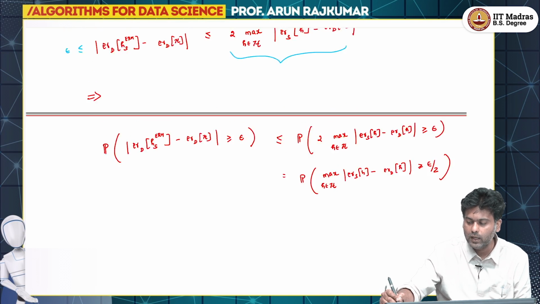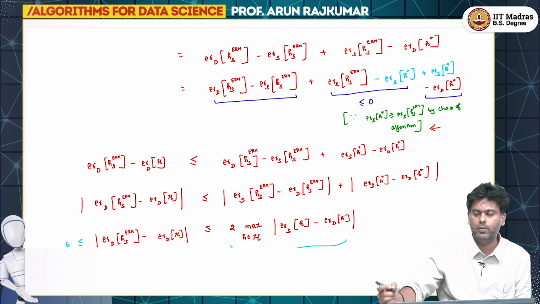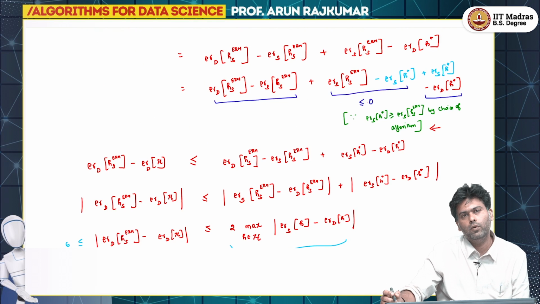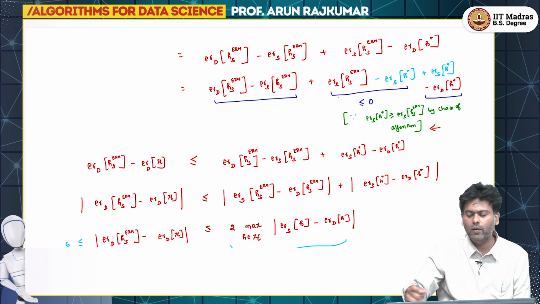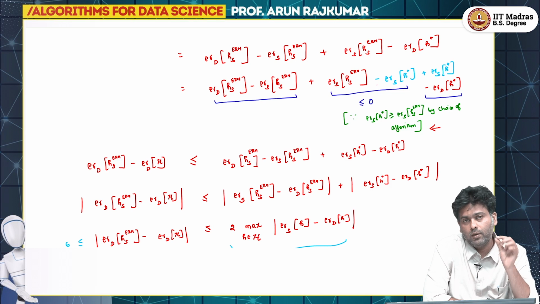And it is critical that this is an ERM. If it is not an ERM, this step does not follow, so this less than or equal to 0 does not follow, and I have to worry about the difference between the train error of the classifier my algorithm chooses and the test error, and the train error of the H star, which minimizes the test error of the entire hypothesis class, and I have no clue about that quantity.